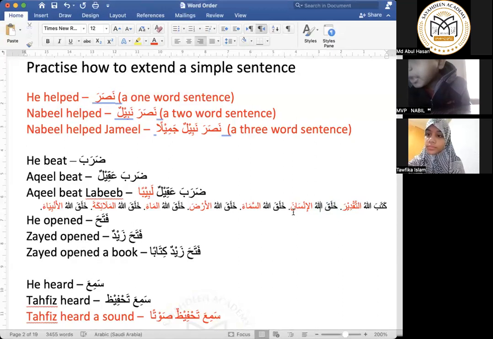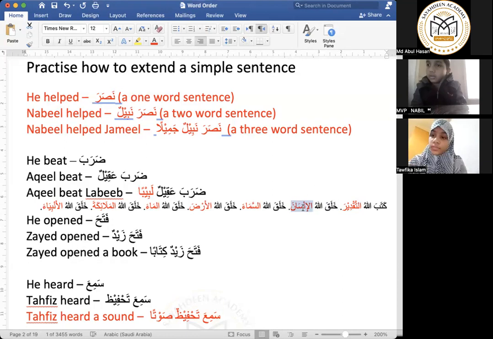خلق الله الإنسان, meaning Allah created the human being. Who created? Allah created. So the word Allah is fa'il. What did we give it? Dhamma, because it is a fa'il.